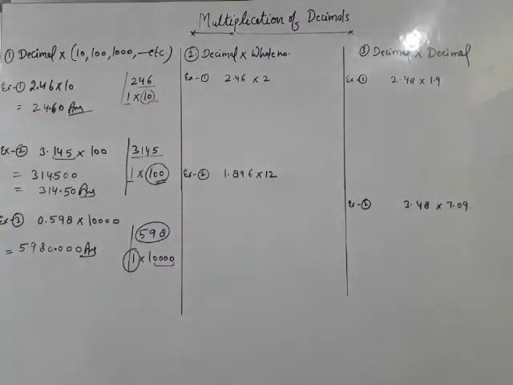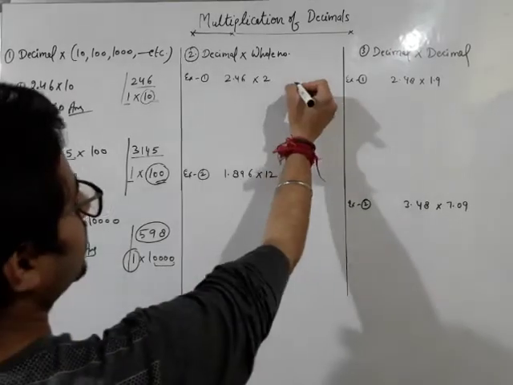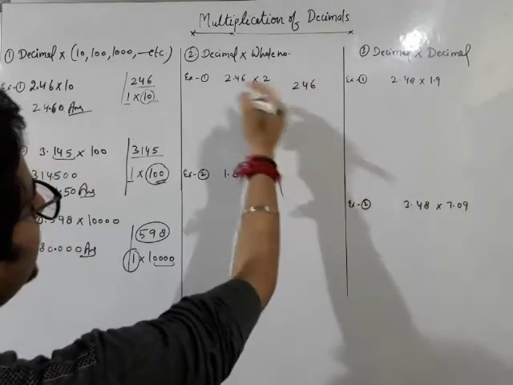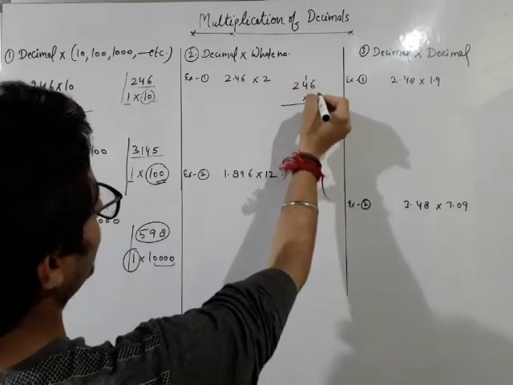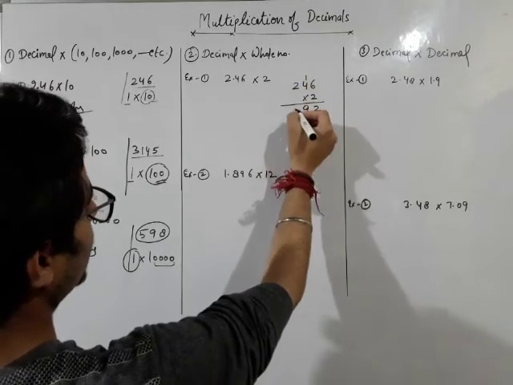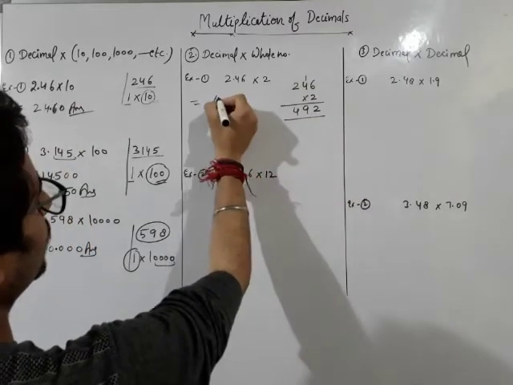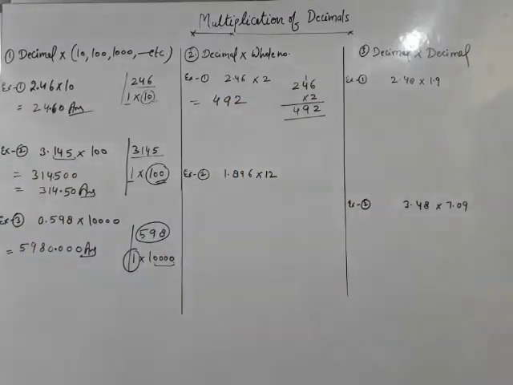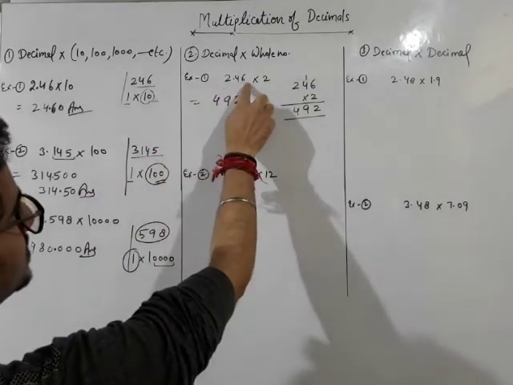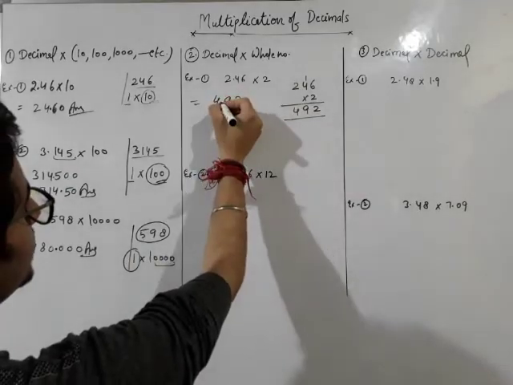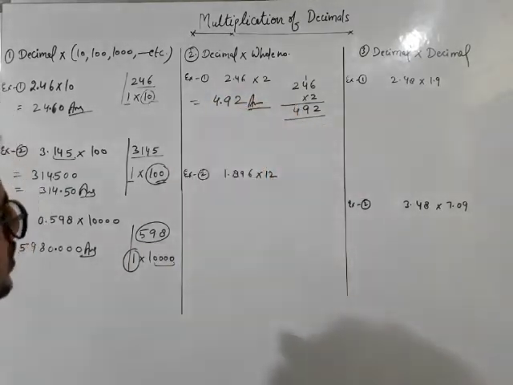Move on to the next topic, decimal multiply by whole number. 2.46 multiply by 2. On the same pattern we will solve the second part. Right here, 246. Remove the decimal point and multiply it by 2. 2 sixes are 12, carry 1, 4 twos are 8 and 1 is 9, 2 twos are 4. So the answer will be 492. But it is not completed. We have to place the decimal point. The decimal point is placed after 2 digits, so we will place our decimal point here, and it will be your answer.